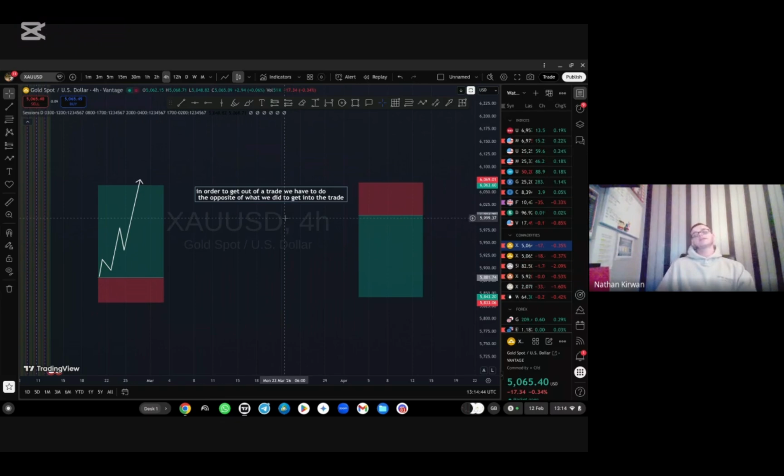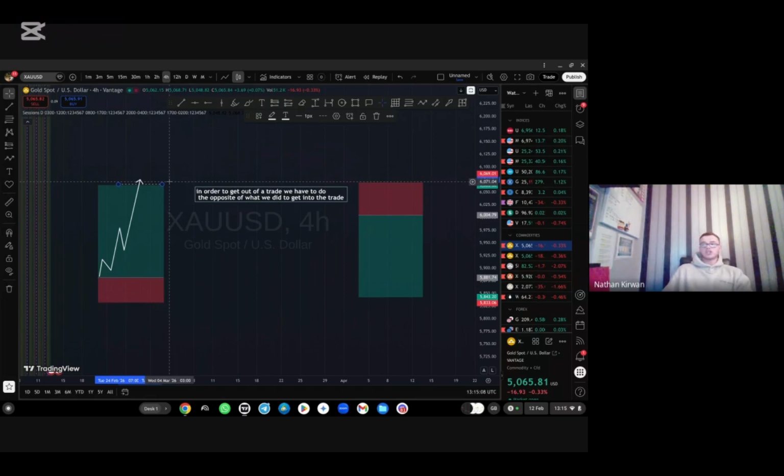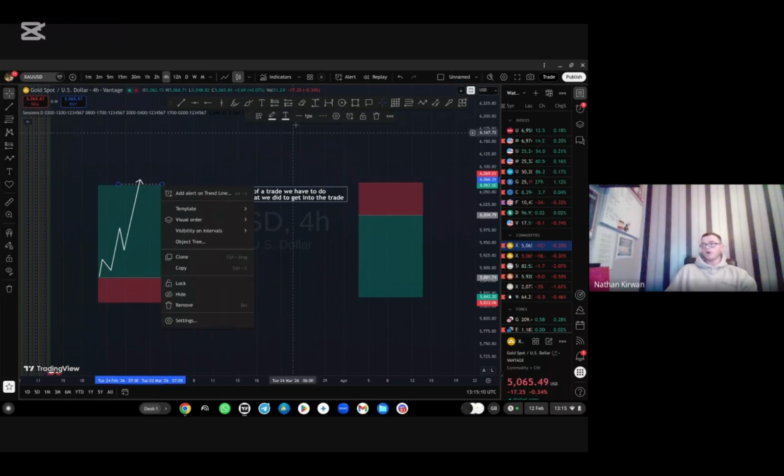Now, let that sink in for a minute. In order to get out of the trade, we have to do the opposite of what we did to get into the trade. So, for example, if we buy into our position here, in order for us to get out of the trade, we must sell our position back to the market. So this take profit up here is actually a sell limit. Why? Because this is a price at which you want to sell your order back to the market.